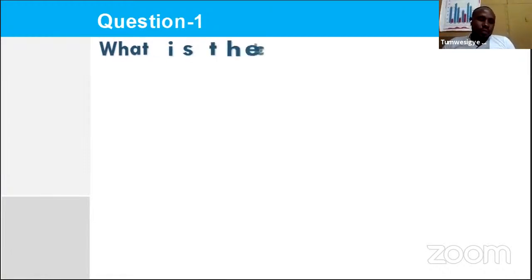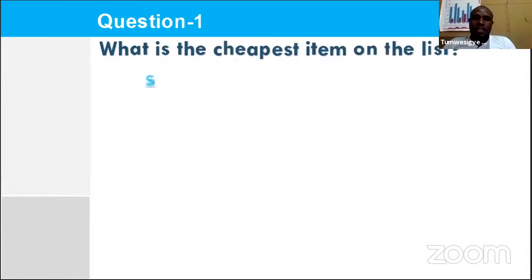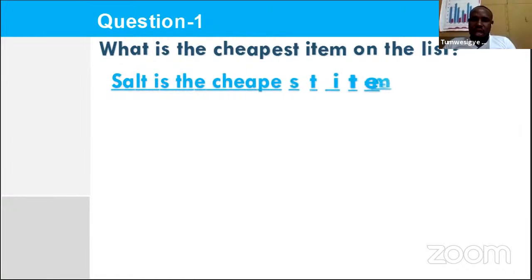Then we had the first question. The first question was asking us, what is the cheapest item on the list? And we said salt is the cheapest item on the list.